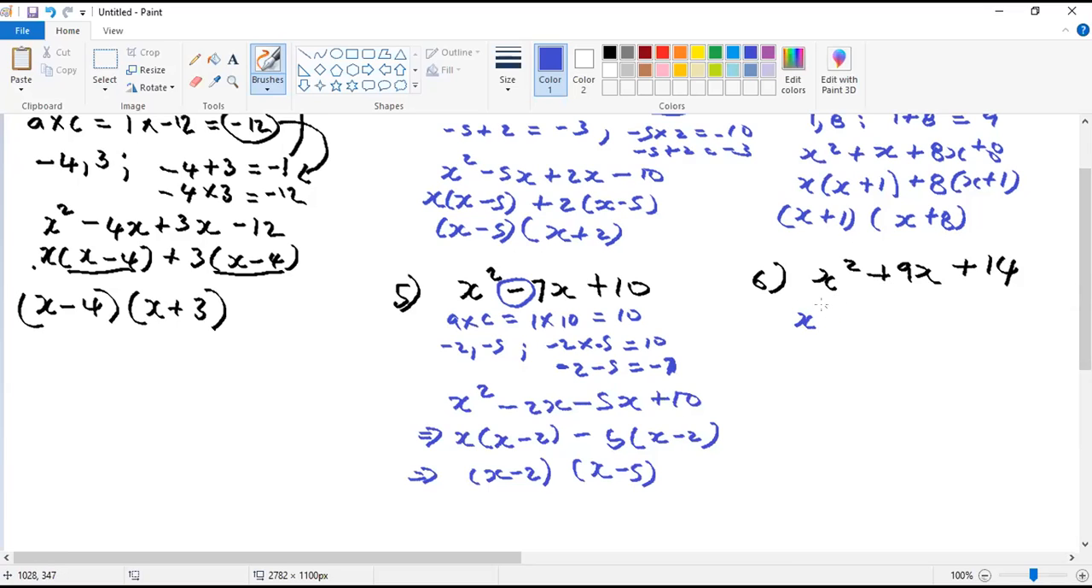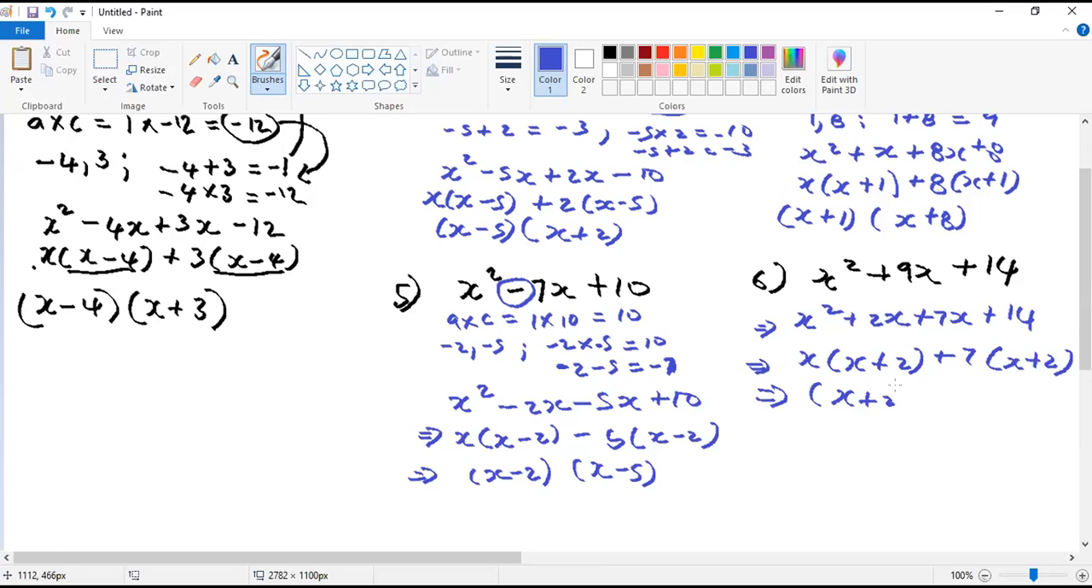So I have 2x, 7x plus 14. So now I have x into, so open bracket x plus 2, x plus 7, x plus 2. Okay. Right, and the order doesn't matter, right? So it could be x plus 7 times x plus 2 in bracket, right? I got those two. Great. Definitely got those last two.